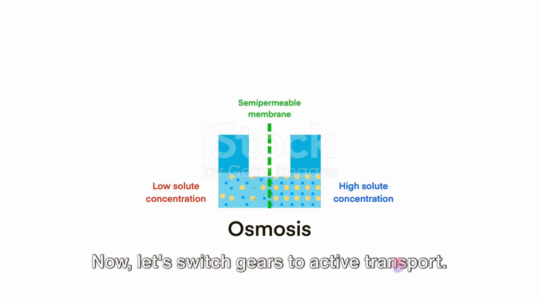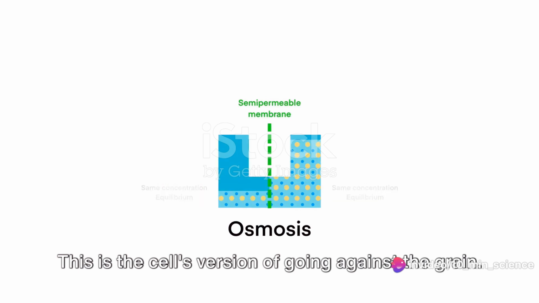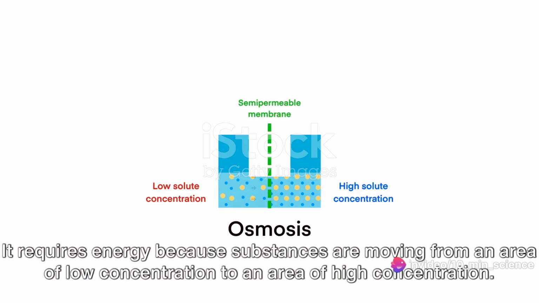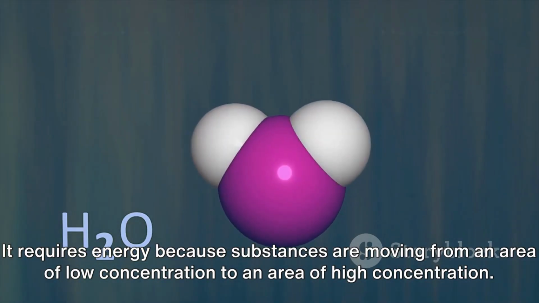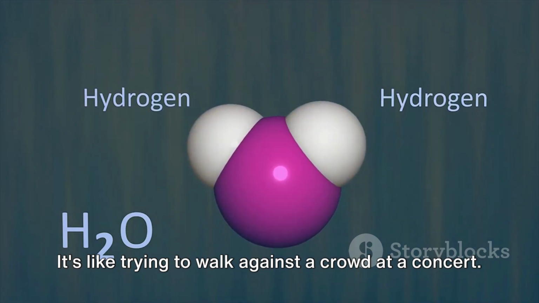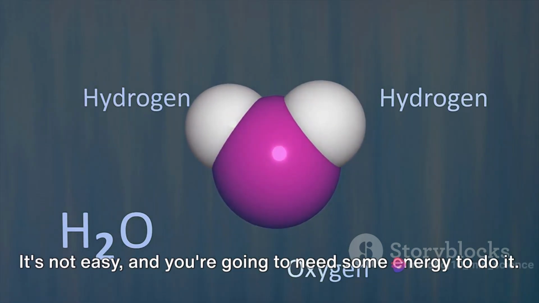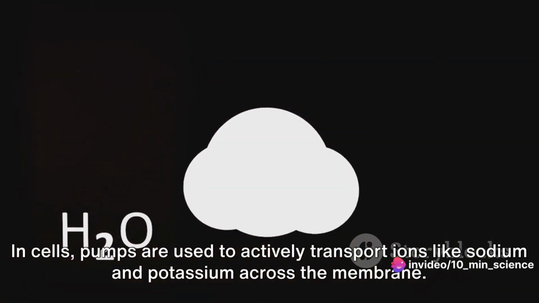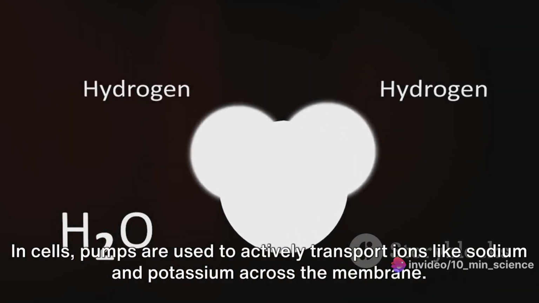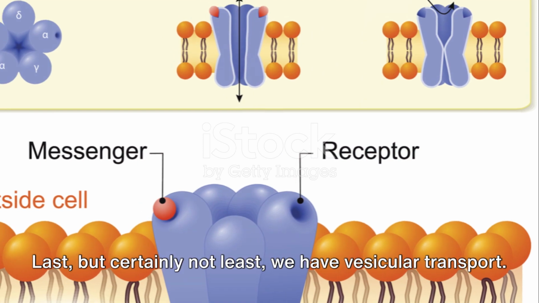Now, let's switch gears to active transport. This is the cell's version of going against the grain. It requires energy because substances are moving from an area of low concentration to an area of high concentration. It's like trying to walk against a crowd at a concert. It's not easy, and you're going to need some energy to do it. In cells, pumps are used to actively transport ions like sodium and potassium across the membrane.